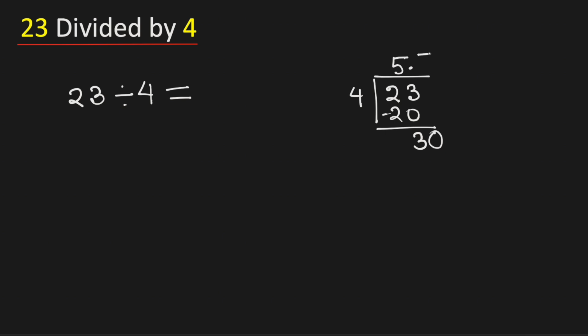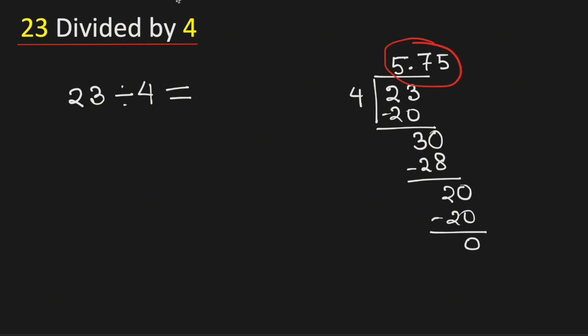Now 4 times 7 is 28. Subtract, we get 2. Again 2 is less than 4, that is why we will put a 0 here. Now 4 times 5 is 20. Subtract, we get a 0. As we have obtained the number 0, so we will stop. Therefore 23 divided by 4 is equal to 5.75, and this is our final answer.